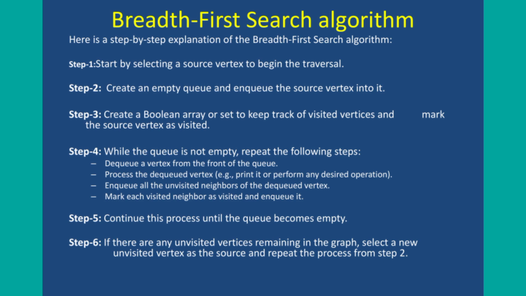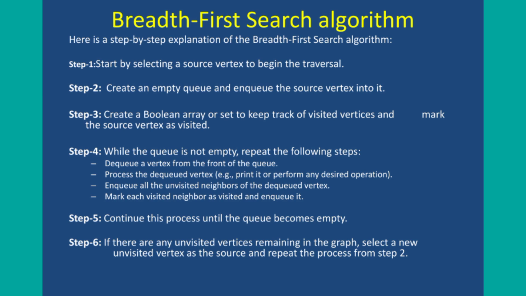Step 1. Start by selecting a source vertex to begin the traversal. Step 2. Create an empty queue and enqueue the source vertex into it. Step 3. Create a Boolean array or set to keep track of visited vertices and mark the source vertex as visited. Step 4. While the queue is not empty, repeat the following steps.